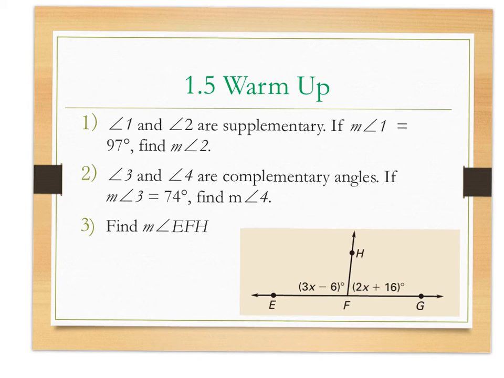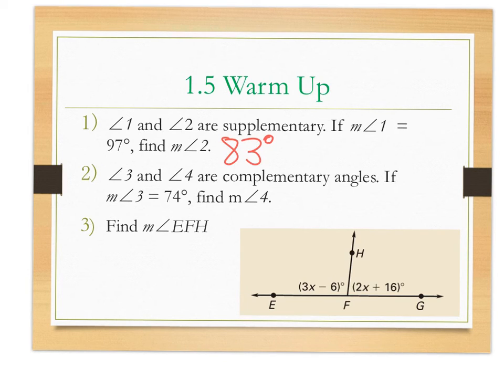Okay, so number 1 says angle 1 and angle 2 are supplementary. If the measure of angle 1 is 97, find the measure of angle 2. What's the answer? 83. 83 degrees. Okay, subtract it from 180.